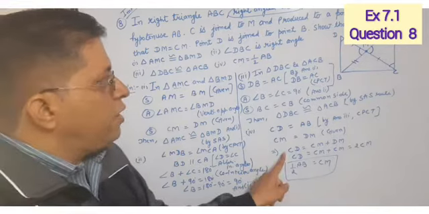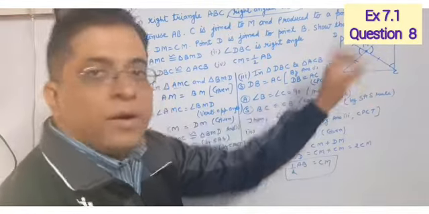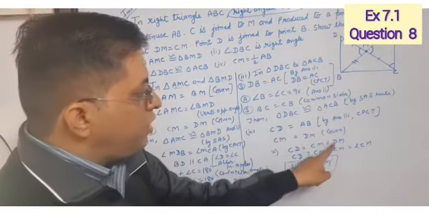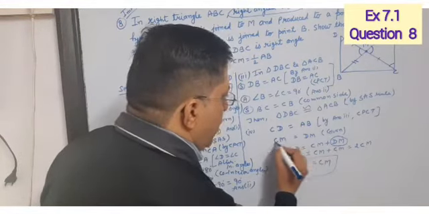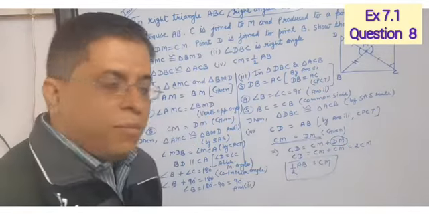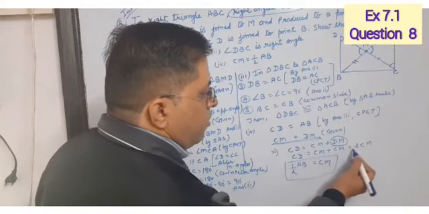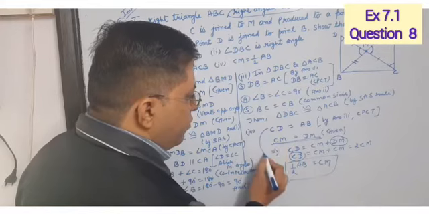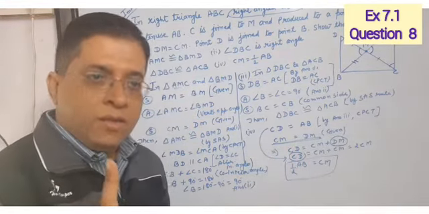Then what can I say by the figure? CD is equal to CM plus DM. But DM is equal to what? CM. In place of DM I am writing CM here. So CD will be CM plus CM, and CM plus CM will be 2CM. And what is CD? CD is AB, so I can write AB in place of CD.